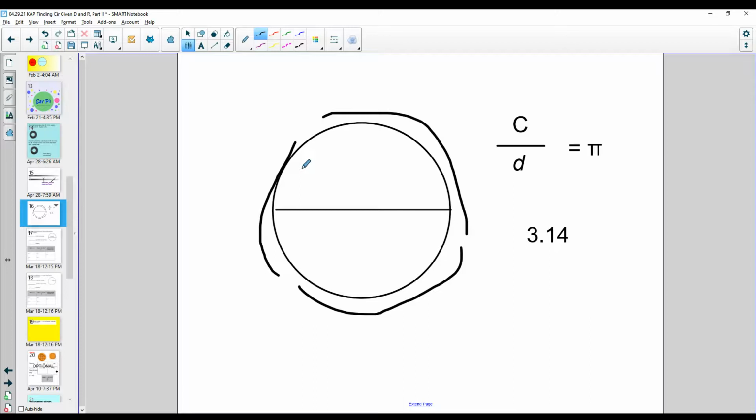It takes about 3.14 diameters to wrap around a circle. If you have a big circle, a small circle, no matter what, it always takes about 3.14 diameters to wrap around the circle. So the circumference divided by diameter is 3.14.